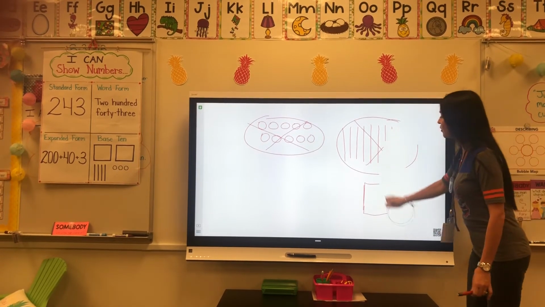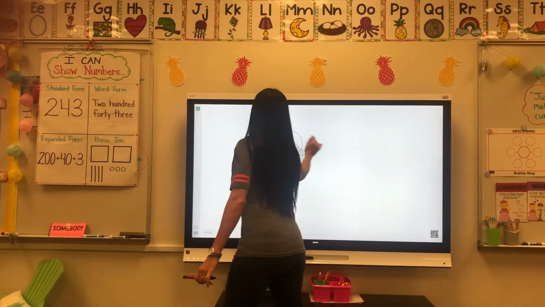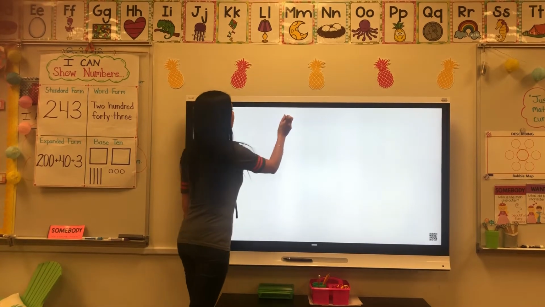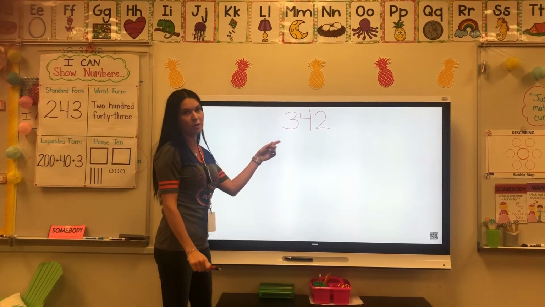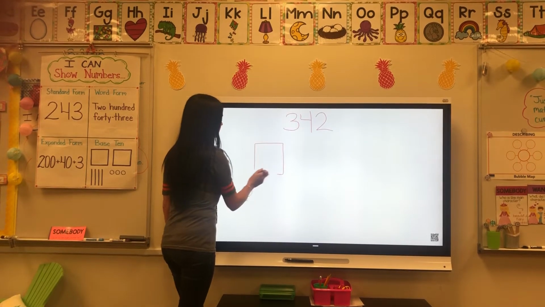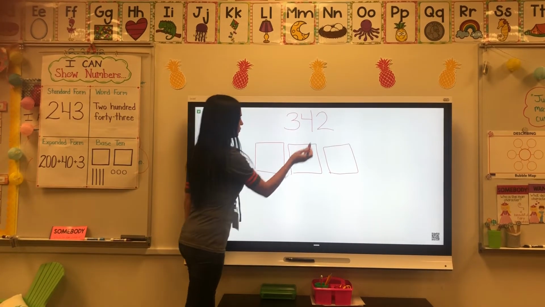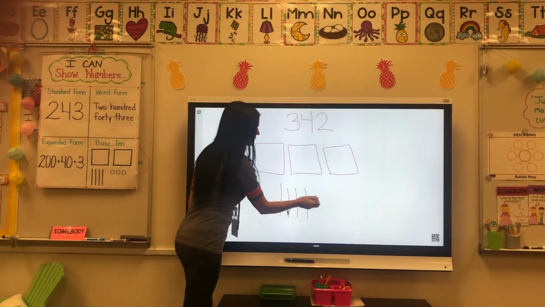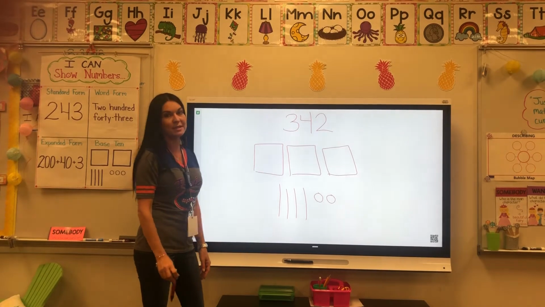So, for example, if I had a number 342, and I needed to represent that in what's called base 10. This is standard form, and if I wanted to show it in base 10, I would need 3 hundreds, 4 tens, and 2 ones. And that's how we would show 342 in base 10 form.